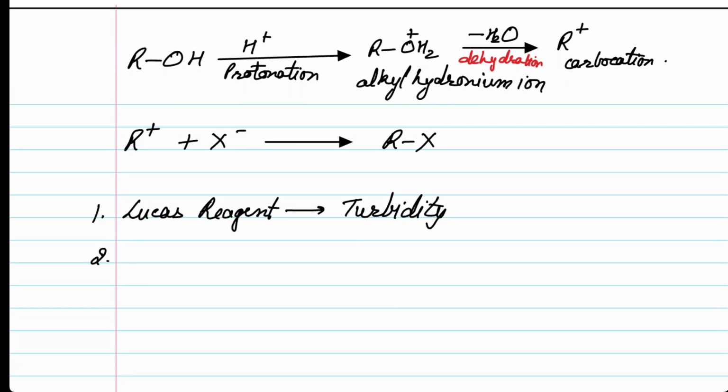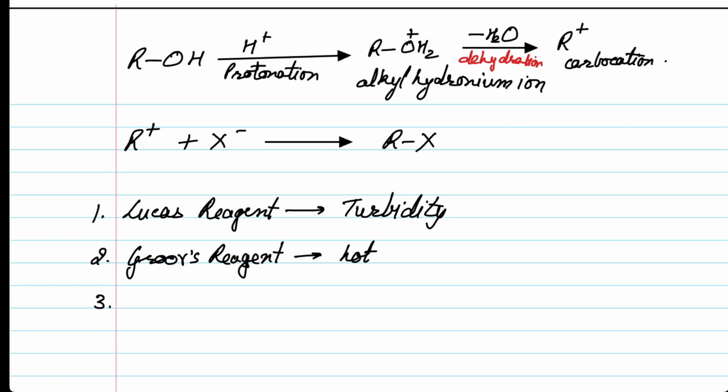Then we have a reagent which we call the Groove's reagent. Now, Groove's reagent is a simple reagent. In fact, it is the same as the Lucas reagent, the only difference being that Lucas reagent is at room temperature or cold, while Groove's reagent is at a higher temperature, hot. So Groove's reagent is capable of reacting even with the primary alcohol because we have provided heat to it.